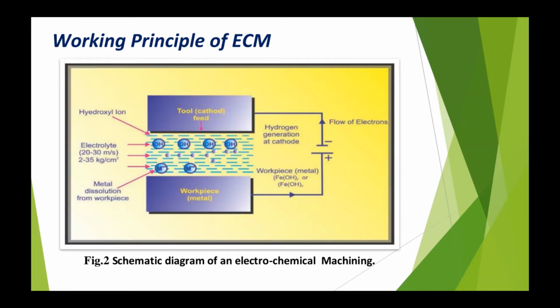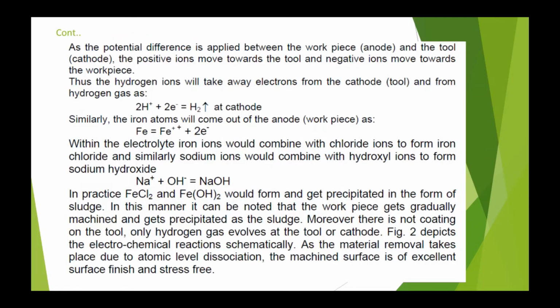as shown below. When a potential difference is applied, we will get Na+ and Cl-. As the potential difference is applied between the workpiece, that is the anode, and the tool, that is the cathode, the positive ions move towards the tool and negative ions move towards the workpiece. Thus the hydrogen ions will take electrons from the cathode and form hydrogen gas, which will give H2 at the cathode.